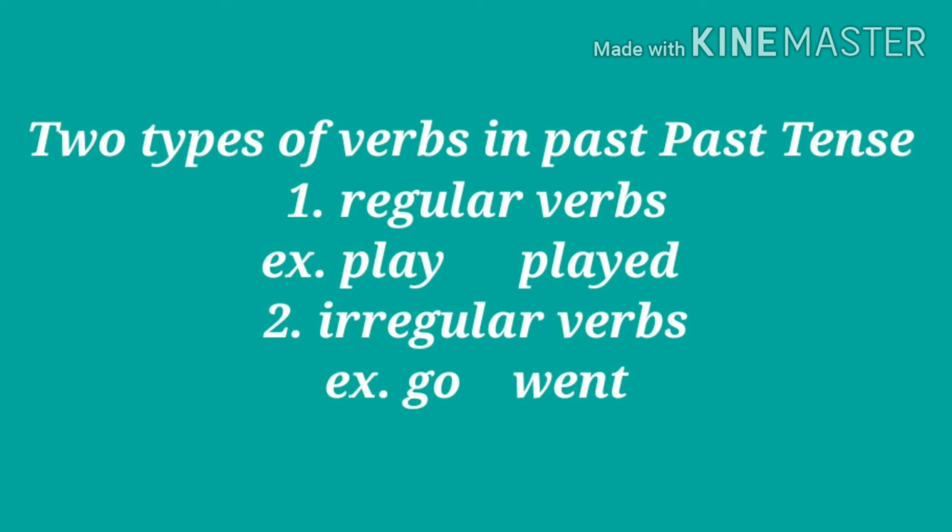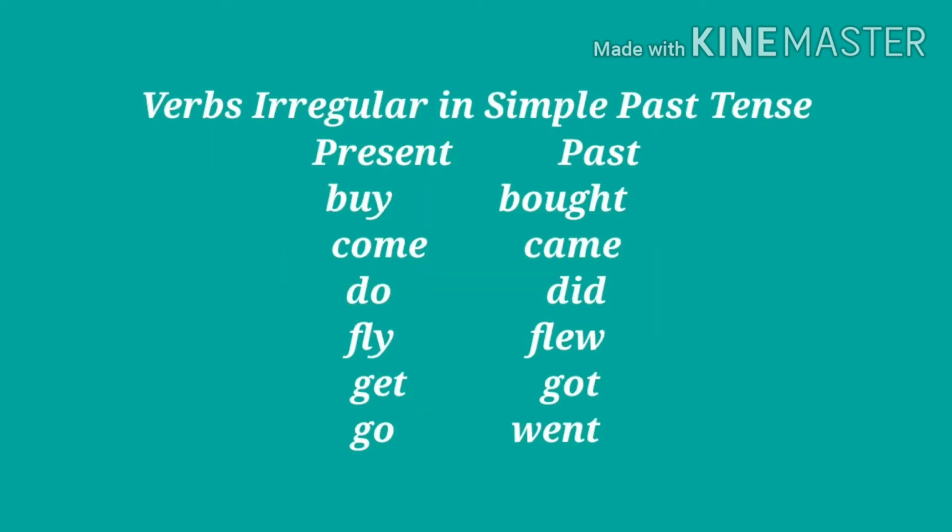But in irregular verbs, the forms are different. For example, go, went. More examples of irregular verbs are buy, bought, come, came, do, did, fly, flew, get, got, go, went. There are so many irregular verbs and it is compulsory for you to memorize these verbs. Without memorizing these verbs, you can't understand the past tense.